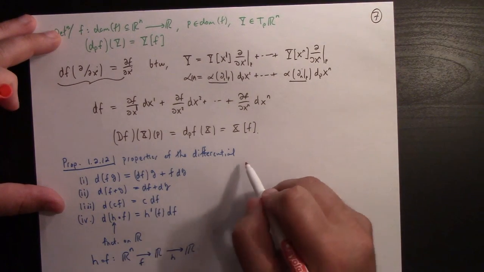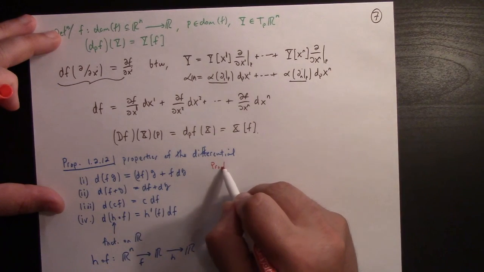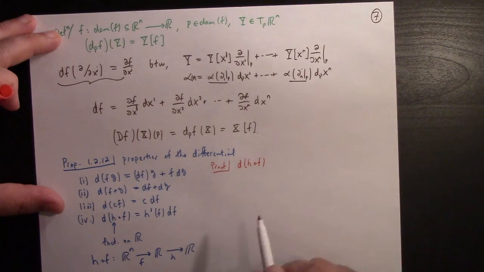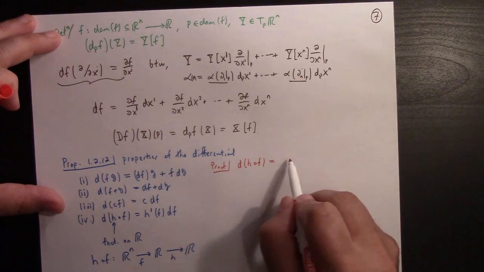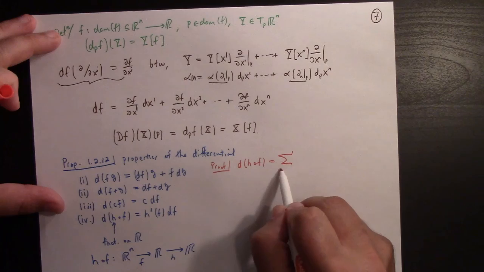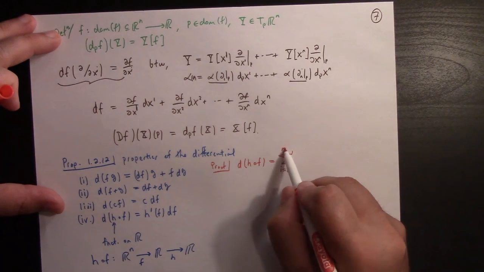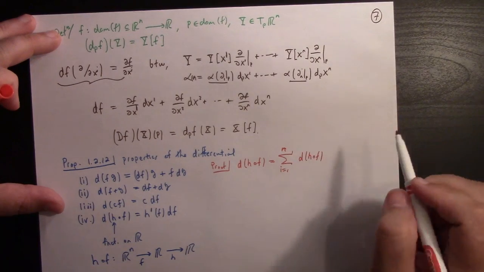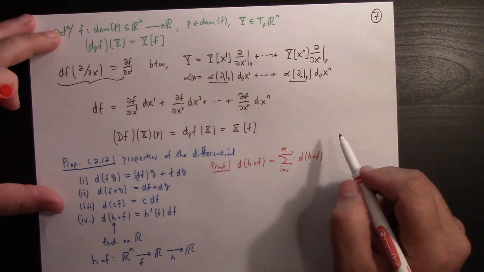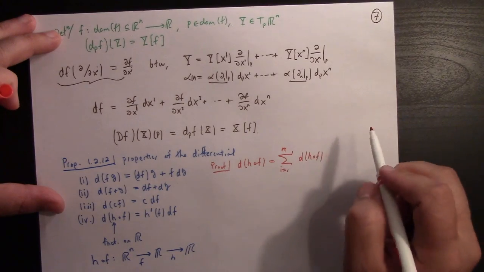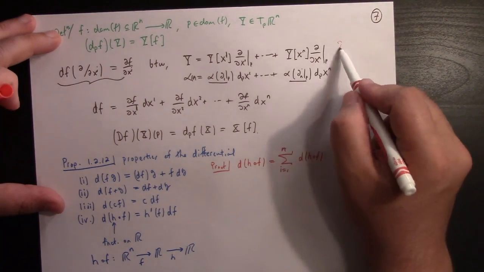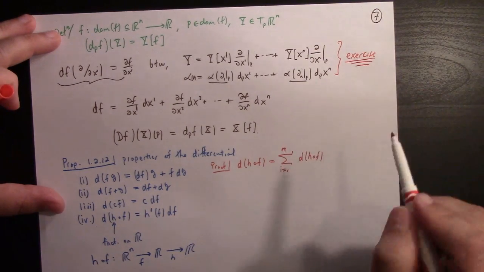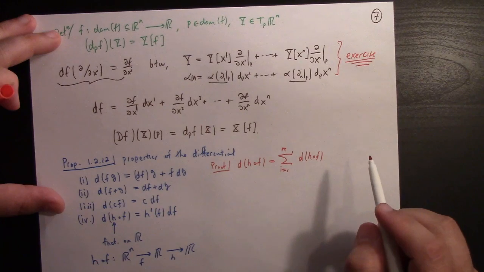So what we got here? To calculate d of h composed with f, I can use this result that this is going to be the sum, i equals 1 to n, of this thing, d of h composed with f. And so this is a one form. I can feed it, allegedly, according to this exercise, which you should do. It's not hard, but once you do it, you'll really understand what we're doing.